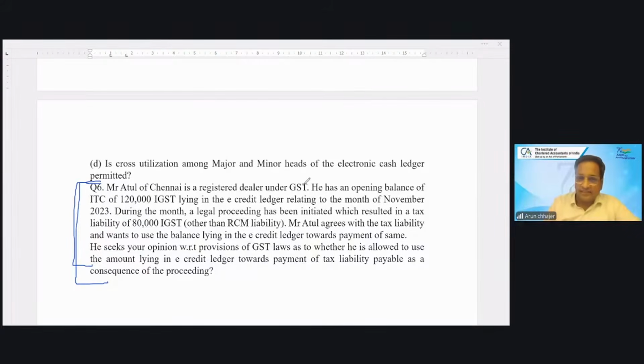Mr. Atul of Chennai is a registered dealer under GST. He has an opening balance of ITC under IGST lying in the credit ledger. During the month, legal proceeding has been initiated, which results in an 80,000 liability, but other than RCM. Mr. Atul agrees with the tax liability and wants to use the balance lying in the credit ledger toward the payment of the same. He seeks your opinion. Can he use? Please note, it is other than RCM liability. Is he allowed to use the amount lying in the credit ledger toward the payment of tax liability as a consequence of proceeding?